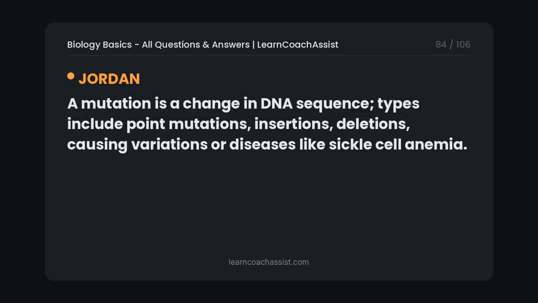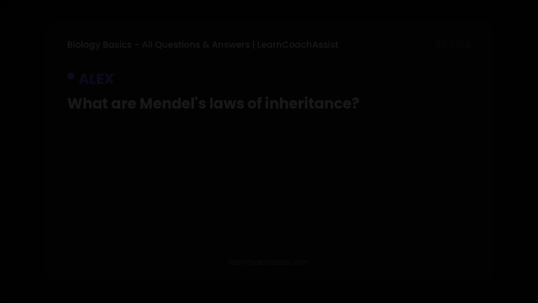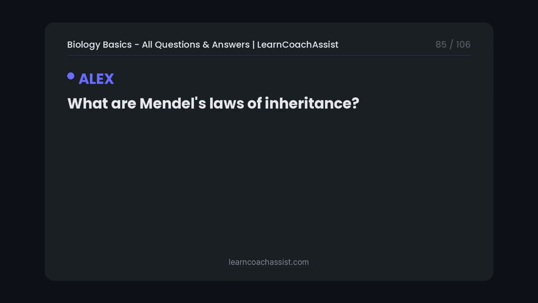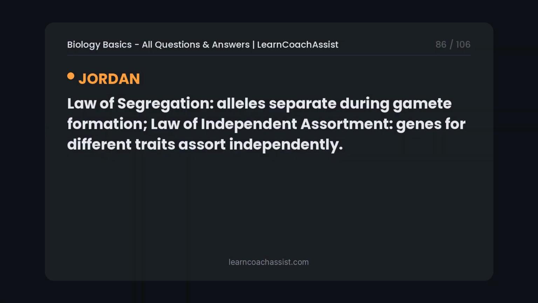A mutation is a change in DNA sequence. Types include point mutations, insertions, deletions, causing variations or diseases like sickle cell anemia. What are Mendel's laws of inheritance? Law of segregation: alleles separate during gamete formation. Law of independent assortment: genes for different traits assort independently.